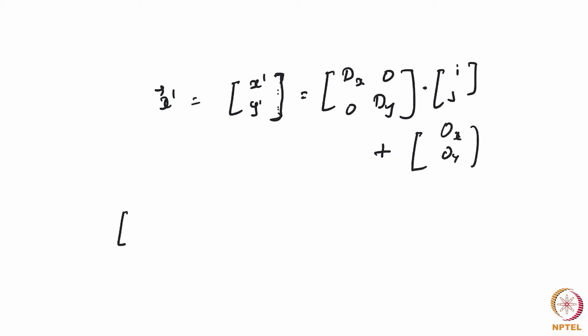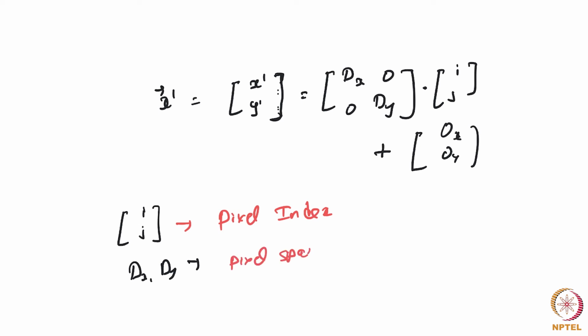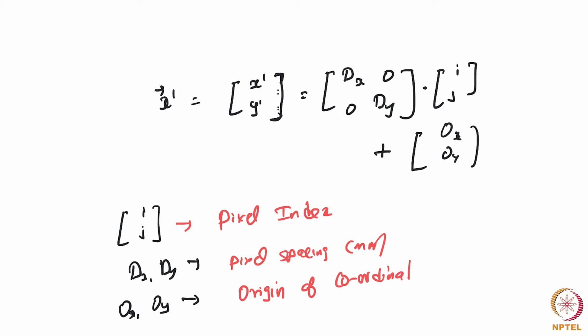So this i comma j is your pixel index. That's typically how you would access the elements in an image array. So this dx dy are basically your pixel spacing. Okay, typically these are in millimeters, right? And finally you have the ox and oy. Sorry, my d and o might look slightly the same, but ox and oy are basically your origin of coordinates. This is in 2D. You can write similarly for 3D also.